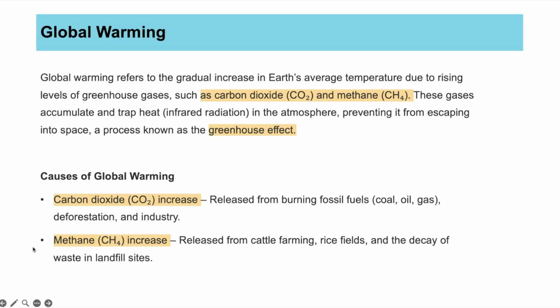And we've talked a bit about global warming. You do cover this in physics and a little bit in chemistry as well. But what you need to know is it refers to the gradual increase in the Earth's average temperature due to rising levels of greenhouse gases, which include carbon dioxide and methane, for example.